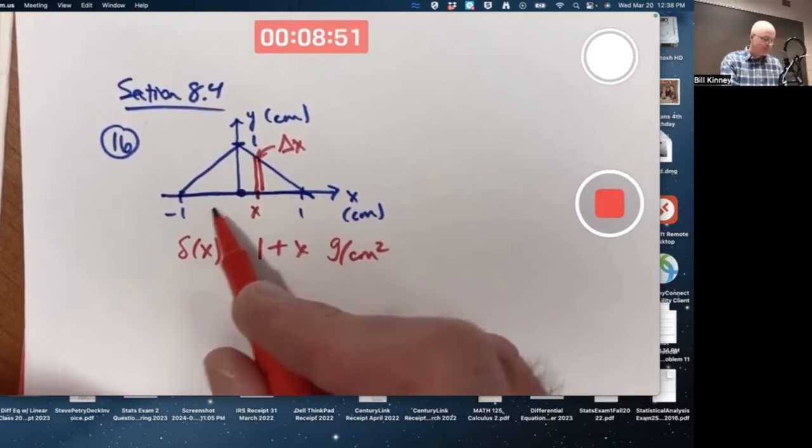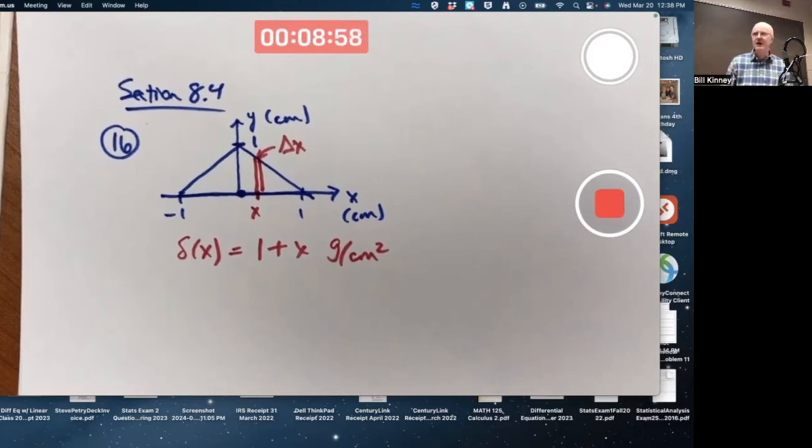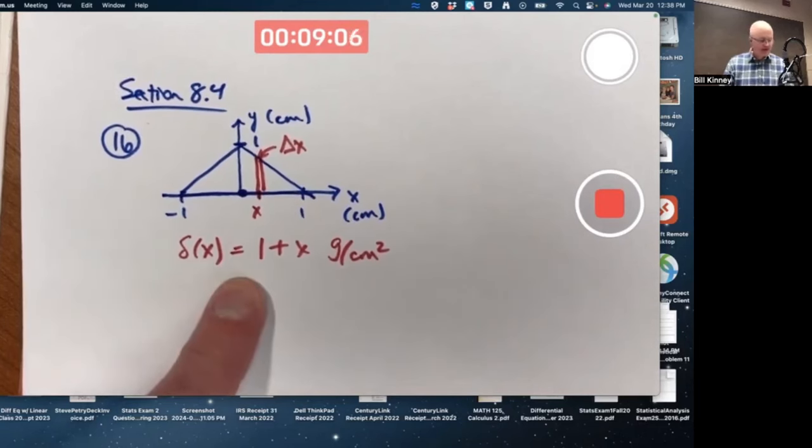What am I after again? I'm after the total mass of the triangle. I'm also going to try to figure out the x coordinate of the center of mass, x bar. The density is not constant. It varies. Its formula is 1+x.